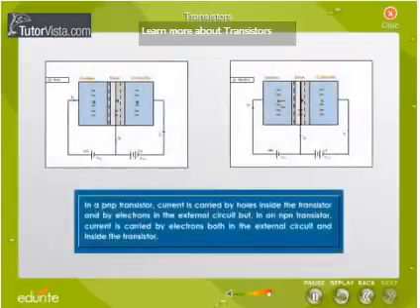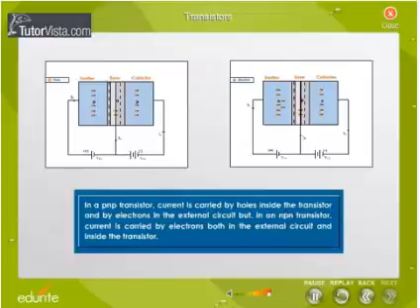In a PNP transistor, current is carried by holes inside the transistor and by electrons in the external circuit. But in an NPN transistor, current is carried by electrons both in the external circuit and inside the transistor.